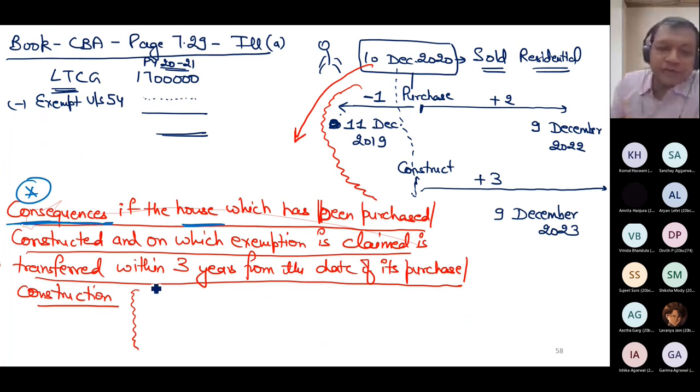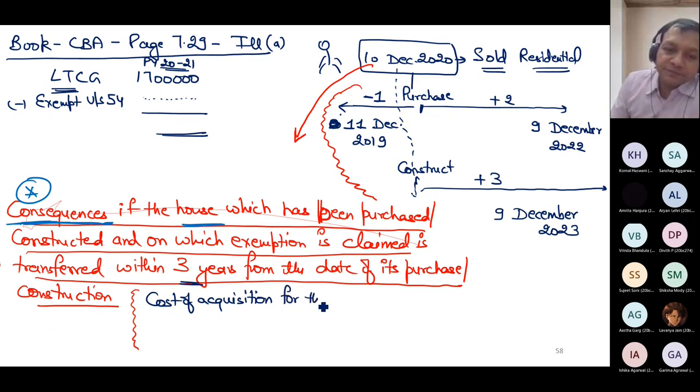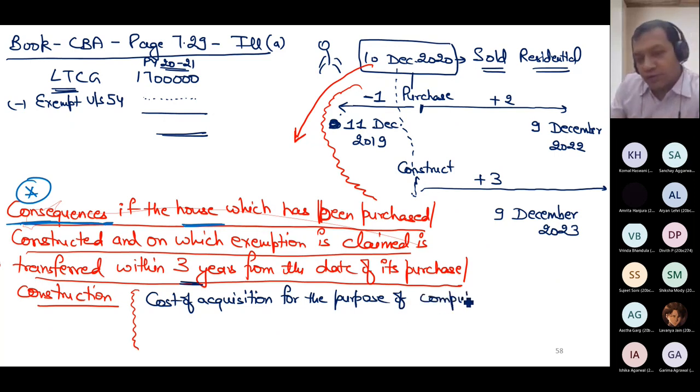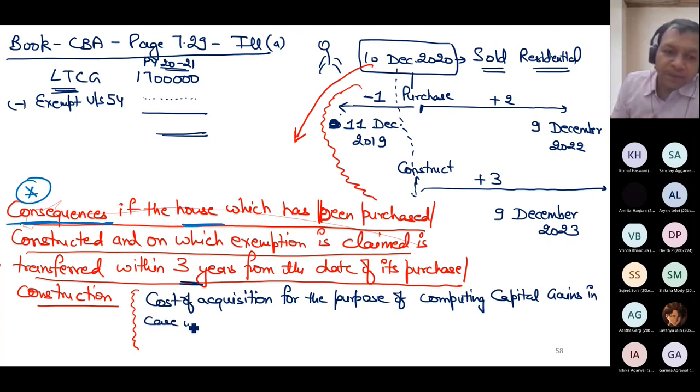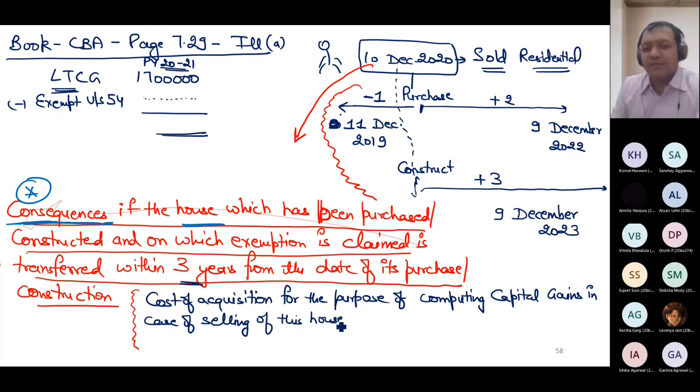But since I have transferred this house within 3 years, the cost of acquisition for the purpose of computing capital gains in case of selling of this house, which has been sold within 3 years and on which exemption has been claimed, is equal to cost of acquisition minus amount of exemption claimed earlier.